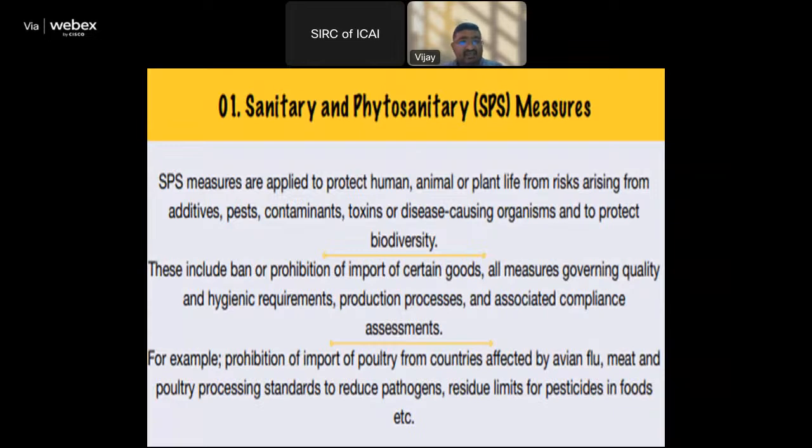Sanitary and phytosanitary measures, sir, are applied to protect human, animal, or plant life from risk arising from additives, pests, contaminants, toxins, or disease-causing organisms, and to protect biodiversity. An example for this is COVID. During COVID, we completely banned or prohibited import of goods. That is what sanitary or phytosanitary measures are. The complete ban of imports will be called embargoes.